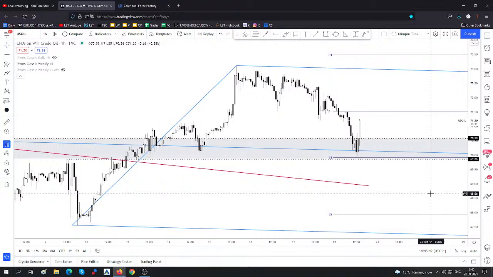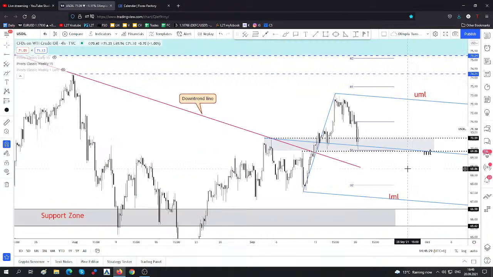Let's take a look on 4 hour chart. So it has increased after taking out this dynamic resistance represented by the downtrend line. Growth, it has increased as much as here 73.11. Here drop. But here between 70.59 and 69.86, we have a support zone, support area, and also the US oil has decreased, has registered a false breakdown here below the medium line.